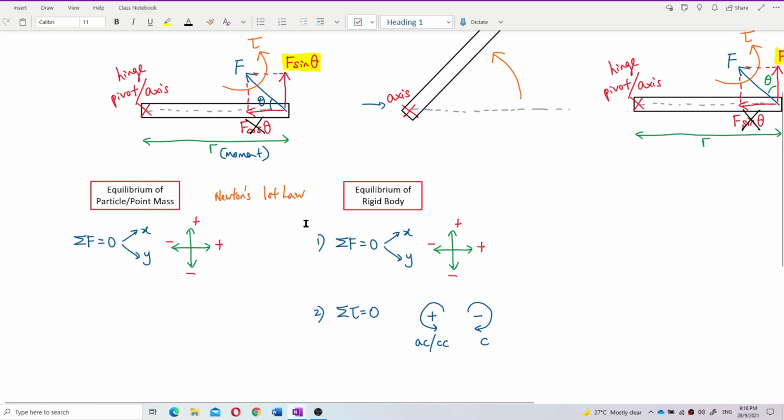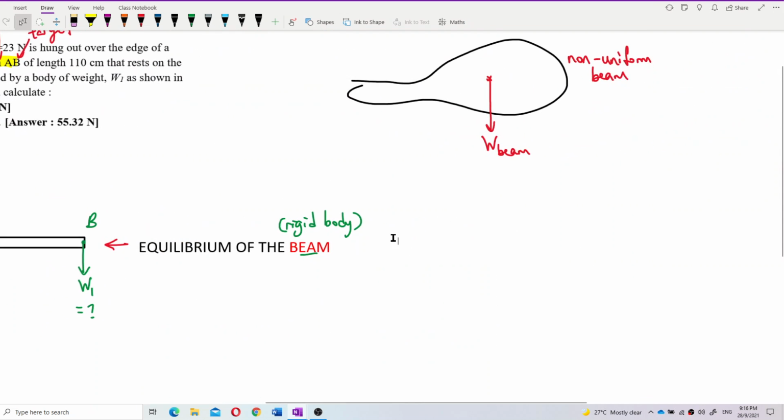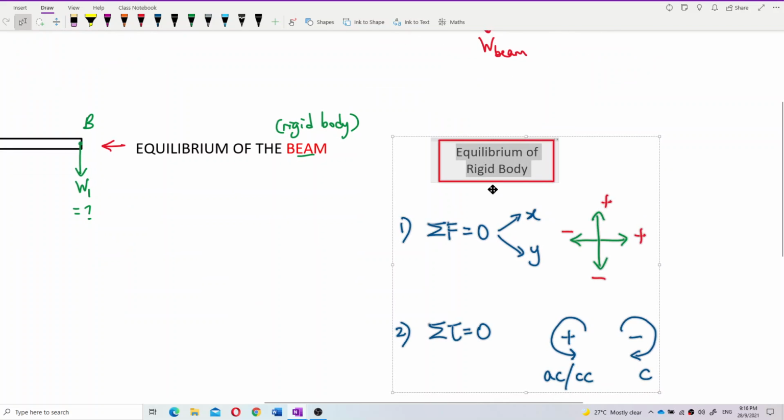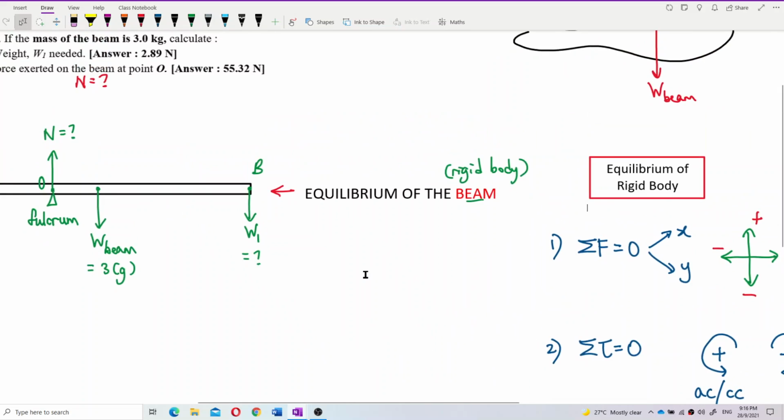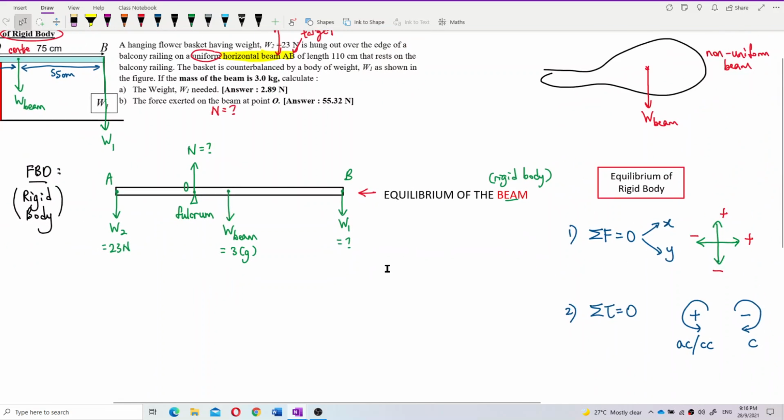So maybe you can write it down here. Okay, copy this over here, just for reference. Okay. So equilibrium of rigid body.